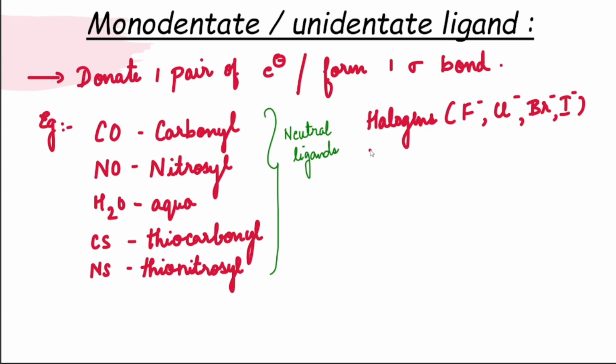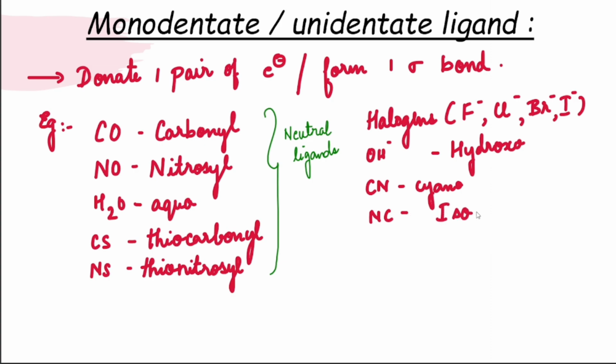And OH minus is hydroxo. CN minus is cyano. NC minus is isocyano. Here you have to put a negative charge because it is an anionic monodentate ligand.